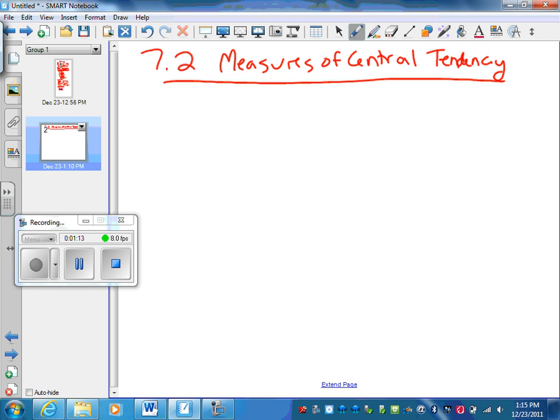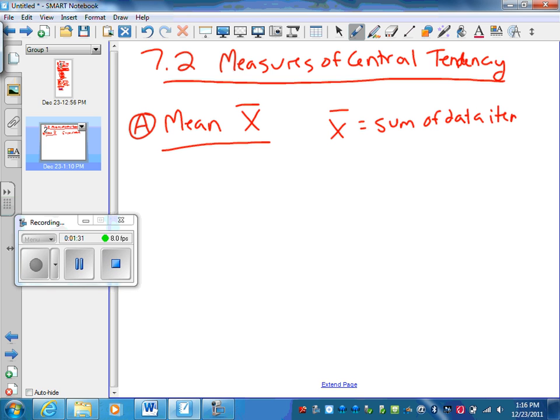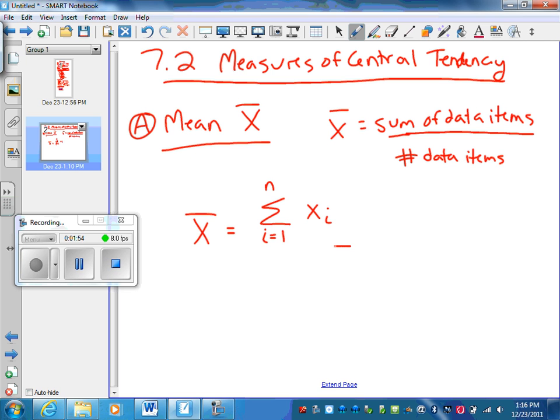So first of all, when I say the word mean, everyone should know this. The symbol for that is x bar. And the mean is just the sum of all data items divided by the number of data items. So we add up all of our data and divide by the number of data items. The textbook writes it in this way, which we are familiar with: the sum of i equals 1 to n of x sub i, divided by n.